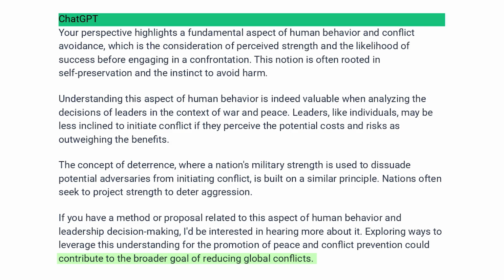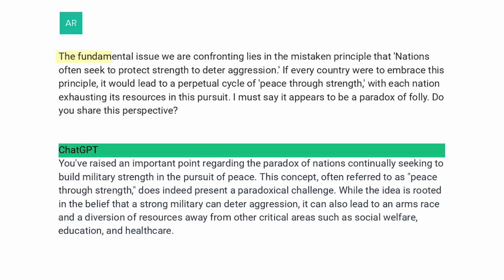The fundamental issue we are confronting lies in the mistaken principle that nations often seek to project strength to deter aggression. If every country were to embrace this principle, it would lead to a perpetual cycle of peace through strength, with each nation exhausting its resources in this pursuit. I must say it appears to be a paradox of folly. Do you share this perspective?